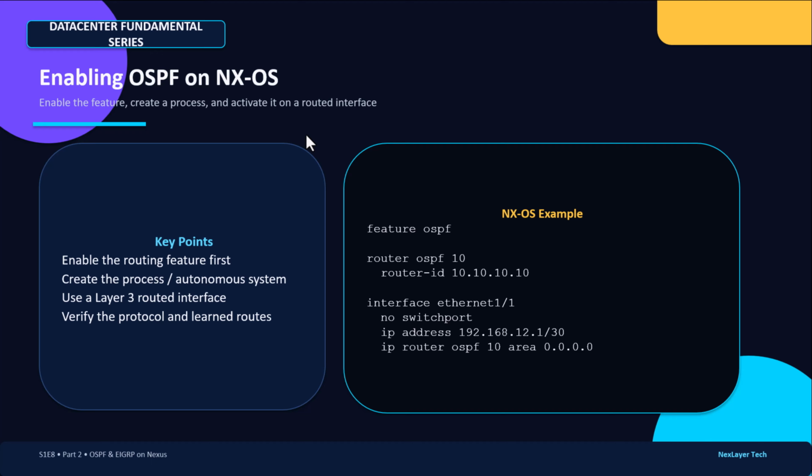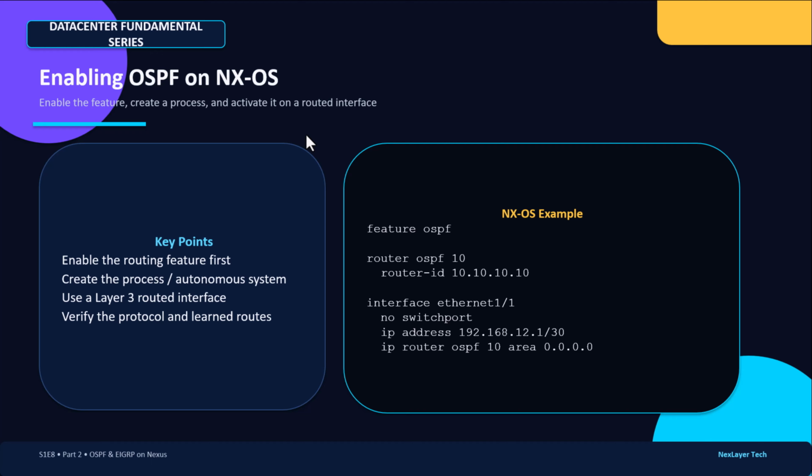Inside the OSPF process, we can configure the router ID. Router-id 10.10.10.10. The router ID uniquely identifies the device inside the OSPF domain. It looks like an IPv4 address, but it does not necessarily need to be an address used for normal traffic. The most important requirement is that every OSPF router should have a unique router ID.